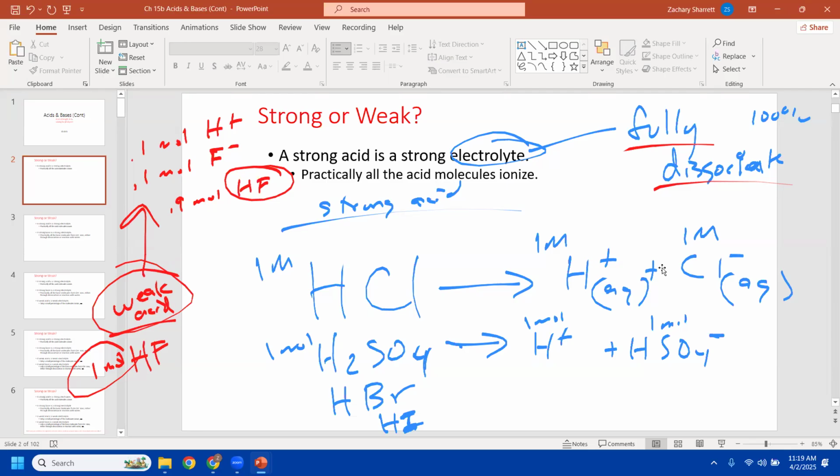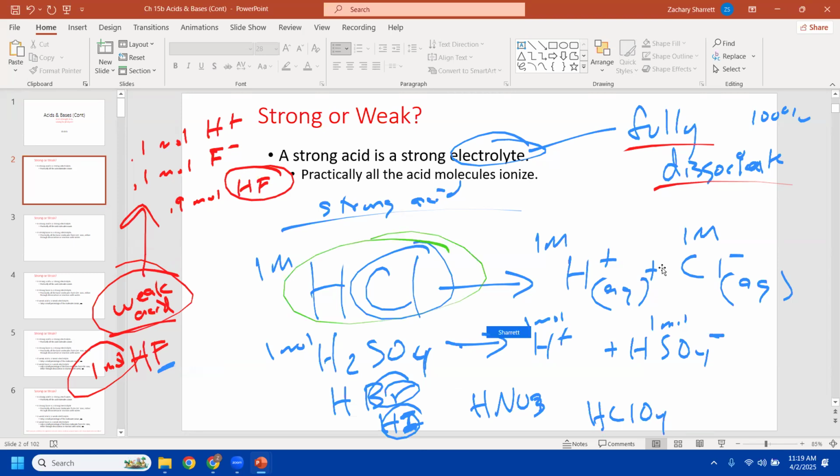HI, hydroiodic acid. So these 3 halogens are strong acids. This halogen is a weak acid. We'll talk about that a little bit later. H2SO4, there's 2 other strong acids I want you to know. Nitric acid, HNO3, and perchloric acid, HClO4. So we have a total of 1, 2, 3, 4, 5, 6 strong acids.